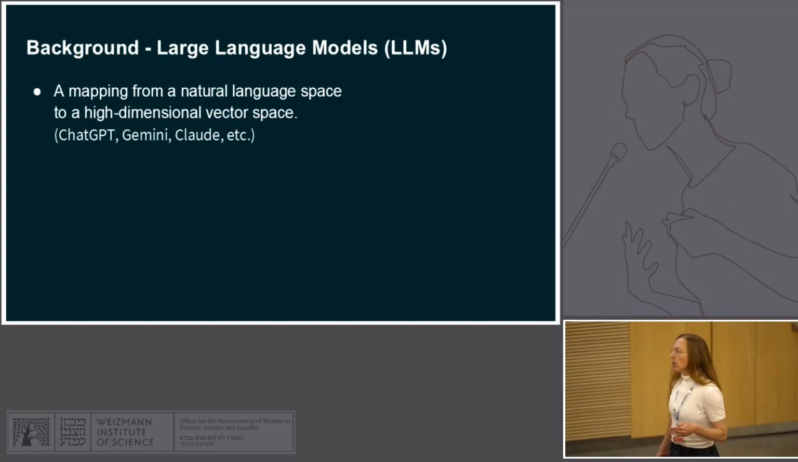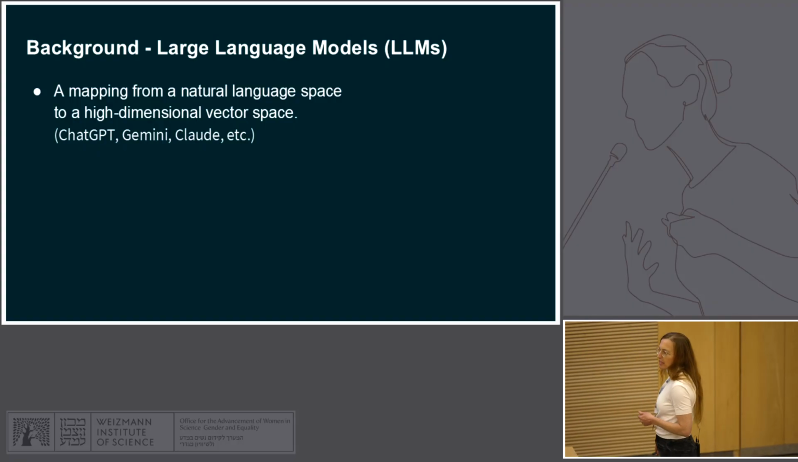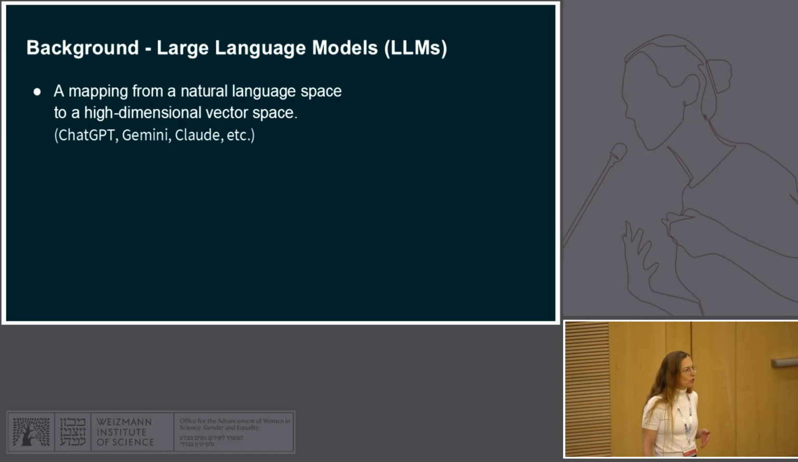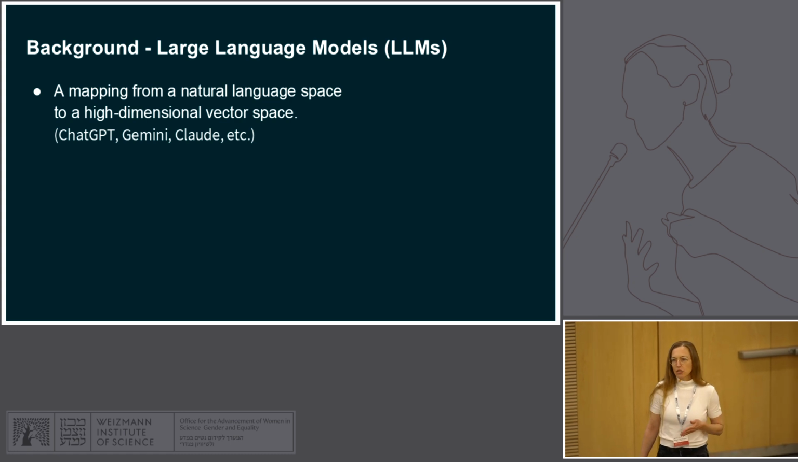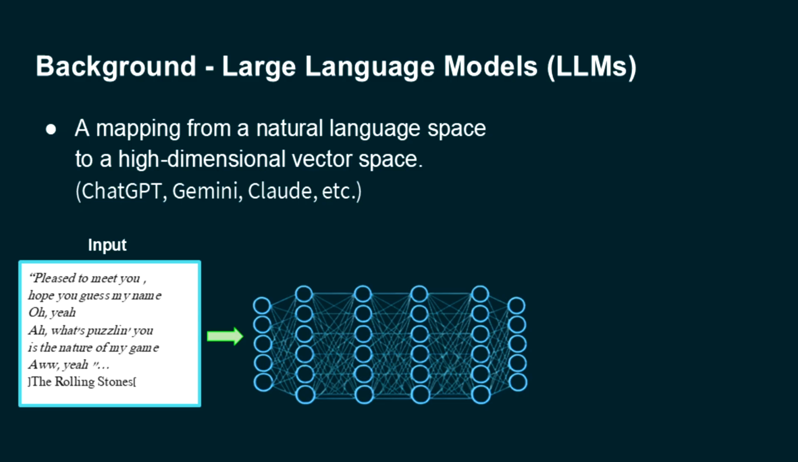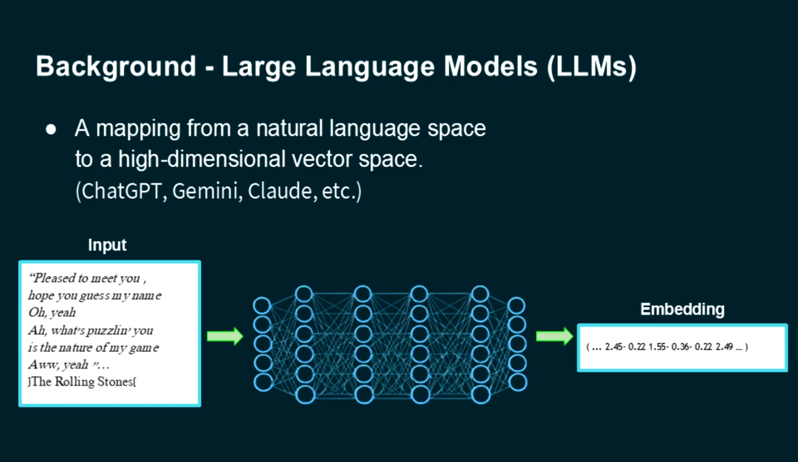So let's set a common language for the next few slides. So what are language models? These are mappings from the natural language space into a high-dimensional vector space. The input is free text. It could be a word, a sentence, a paragraph. It is then fed into a neural network, processed one layer after the other, and goes out at the other end as a vectorized representation of the text, which we call embedding. Embeddings encapsulate the semantics of the input text.